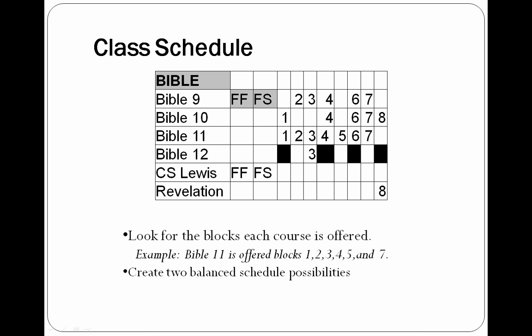C.S. Lewis in the Flex is not shaded gray because students may take this class either in the Fall Flex or the Spring Flex. The reason Bible 12 is black is that all blocks except for 3rd are full. We have already completed next year's junior and senior schedules. You may find that some of the classes are already filled to capacity, and those have been blackened out.